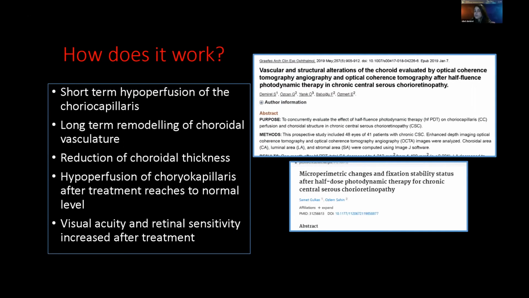Photodynamic therapy is thought to lead to short-term hypoperfusion of the choroidal capillaries and subsequently to long-term remodeling of choroidal vasculature and reduction of the increased thickness of the choroid and large choroidal vessels, which in turn leads to resolution of subretinal fluid. And our study showed that hypoperfusion of choroidal capillaries seen before treatment gets back to the normal level, like what we see in the other healthy fellow eyes. So we think, also from the papers coming from the literature, that it's a very safe treatment option.